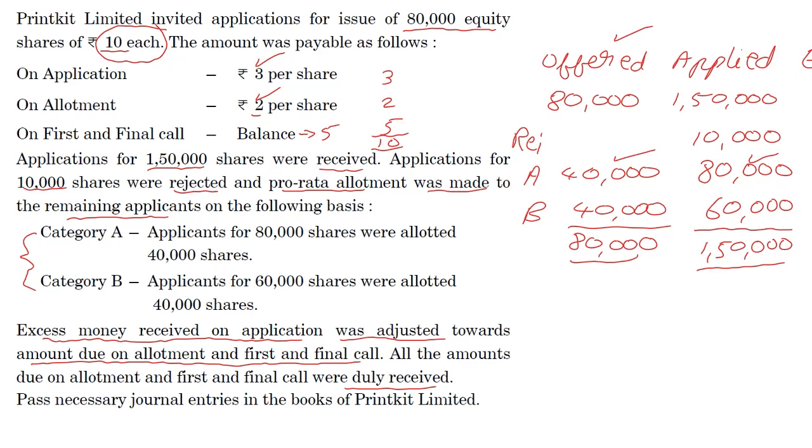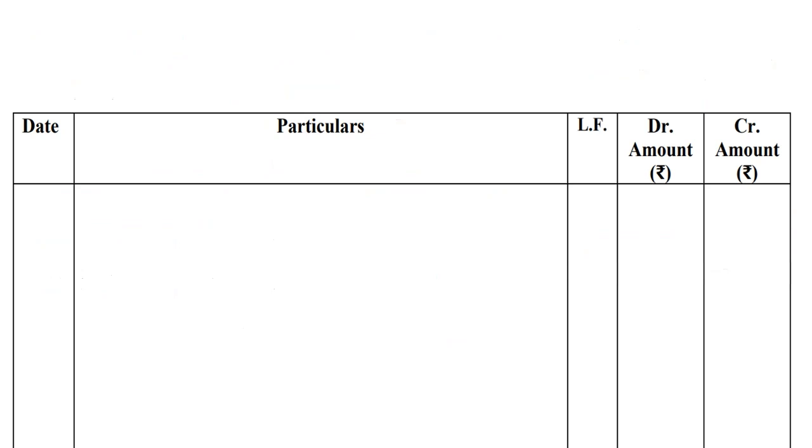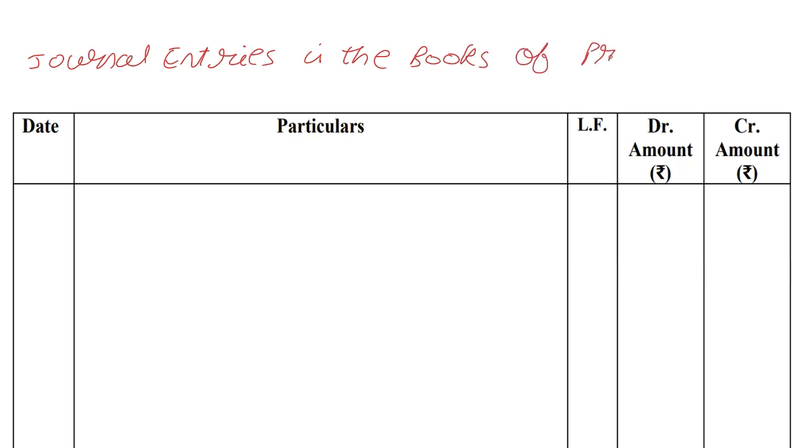We know that there is a calls in advance account because there's extra money being paid. We know that there is some rejection taking place, so we have to credit the bank account. The first two entries, at least the standard entry we know, then we'll get into the numbers. So, journal entries in the books of Printkit Limited.